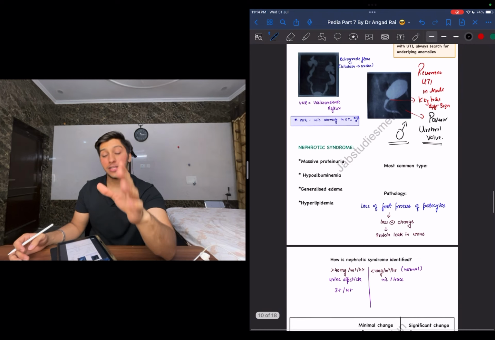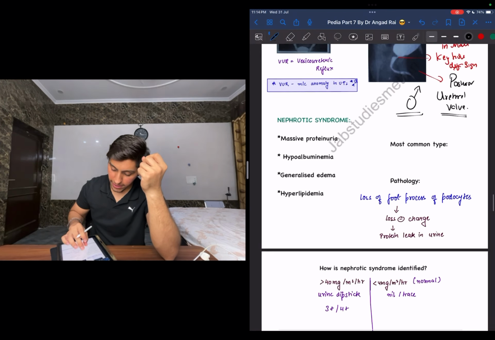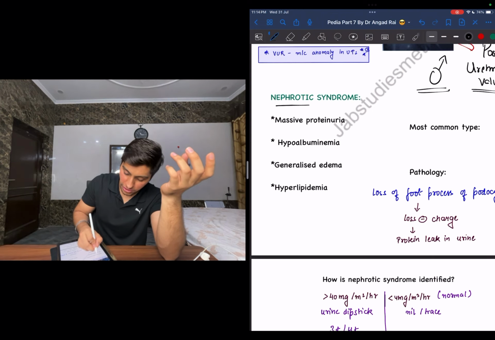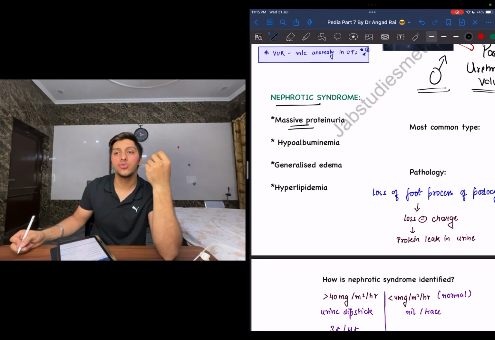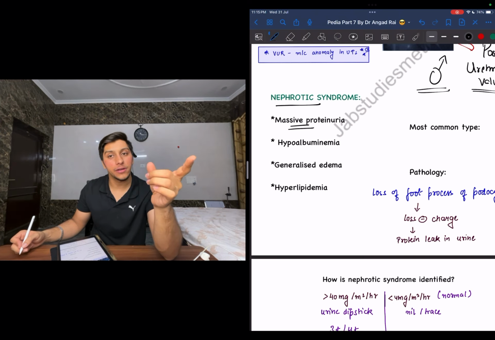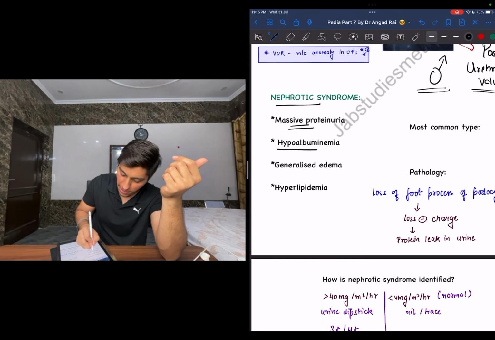Now guys, let's talk about nephrotic syndrome. In nephrotic syndrome, they will ask you what the clinical features are. You will have massive proteinuria. Too much protein is going. Now, because albumin is a protein and it is also going, you will have hypoalbuminemia.